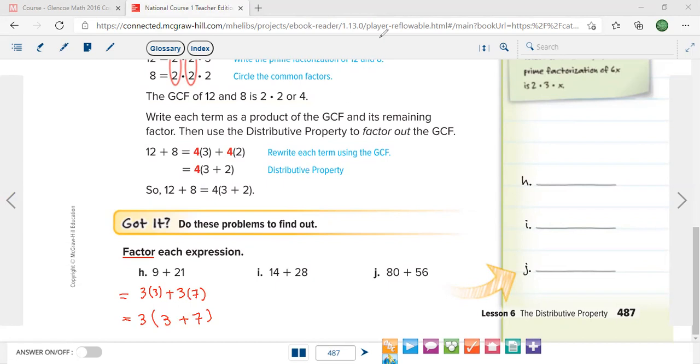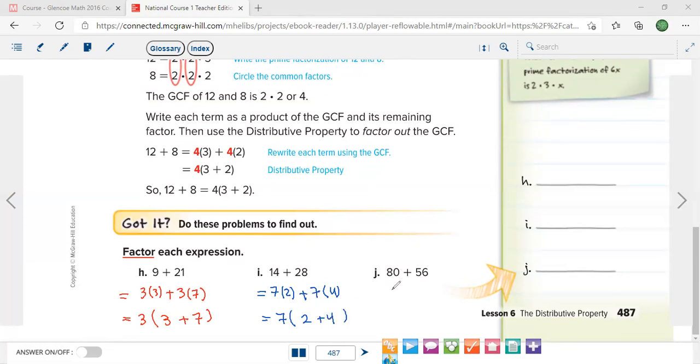Like this one, for example. We are not asking you to evaluate, we are asking you to factor. So you search for a common factor, meaning 14 and 28 both exist in the table of 7. So you write 7 first, 7 multiplied by 2, which is 14. 7 multiplied by 4, which is 28. Now take the 7 outside, and 2 plus 4 remains in parentheses.